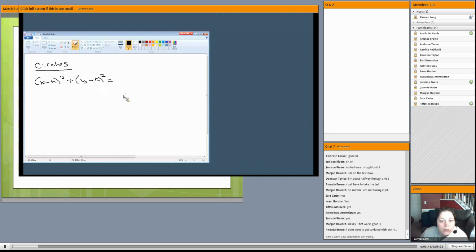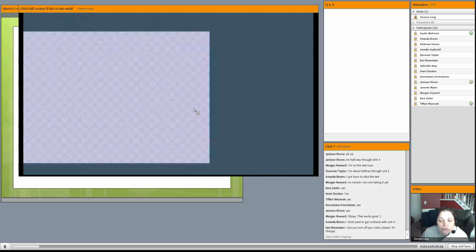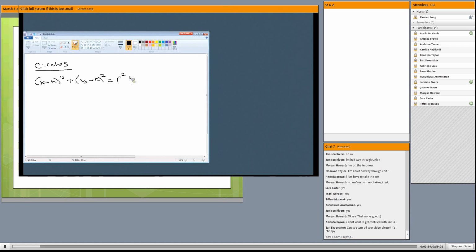So you need to know this: r squared. Yep, r squared. You just have to remember that. So that's a circle. The h, k is the center, and the r is the radius. That's all there is about circles. It's pretty simple. Line of symmetry is all the lines that go through the center because it's a circle. It's got lots of lines of symmetry. Okay, so that's a circle.